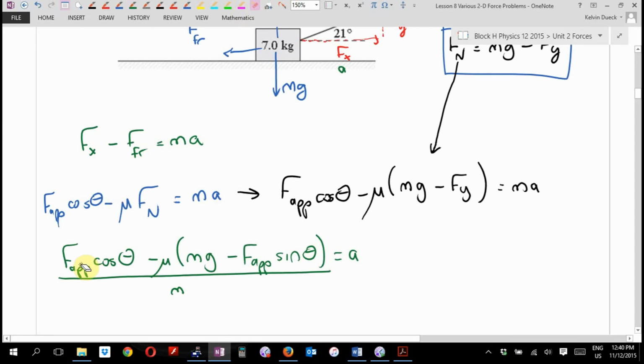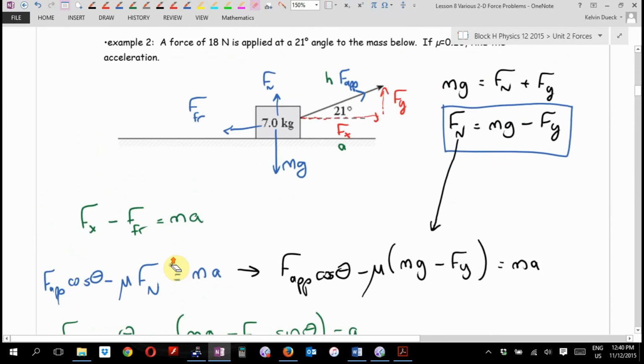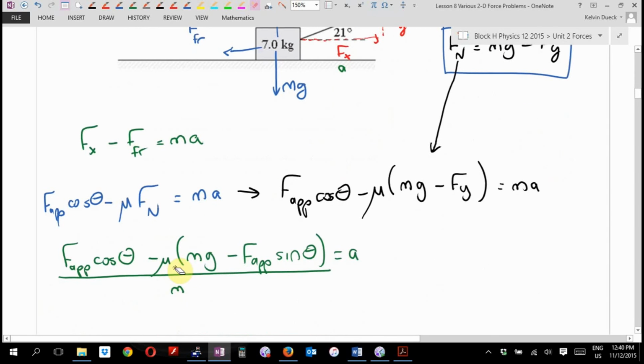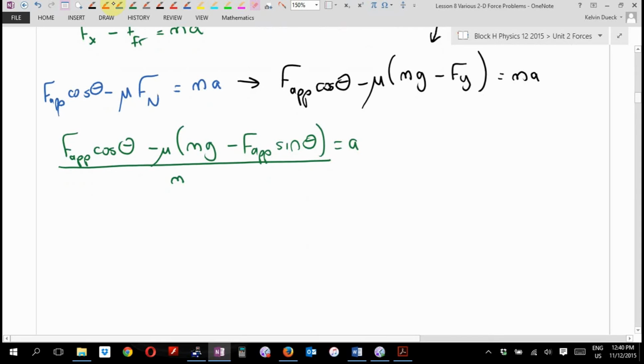Clay, do I know the applied force? Did they tell me? Yes, 18. They told me theta, 21. Did they tell me what's mu? Yeah, 0.23. I know m. I know g. I know the applied force. I know theta. And you know what? This is plug and chug. Complicated, yes, but it is now plug and chug. I'm going to be really, really careful.